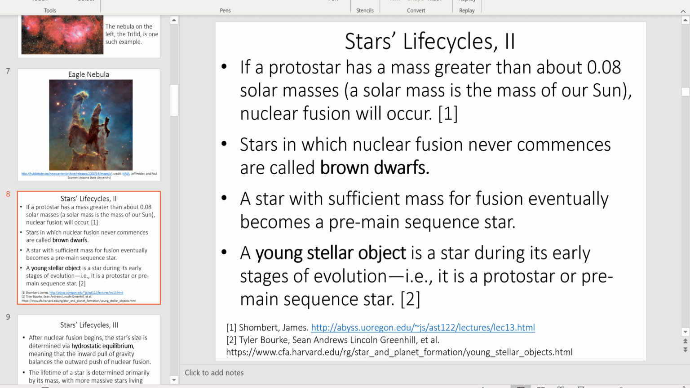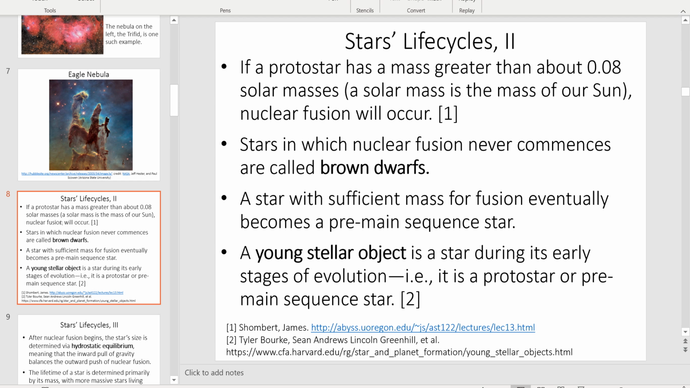Let's continue with the life cycles of stars. Let's talk about the specifics of masses of protostars. If a protostar has a mass greater than about 0.08 solar masses, where solar mass is the mass of the sun, nuclear fusion can occur. I mentioned to you that the pressures and temperatures inside the star have to reach certain values. And this occurs when the protostar roughly has a mass a little bit less than 1/10 the mass of the sun. A star in which nuclear fusion never commences is called a brown dwarf.